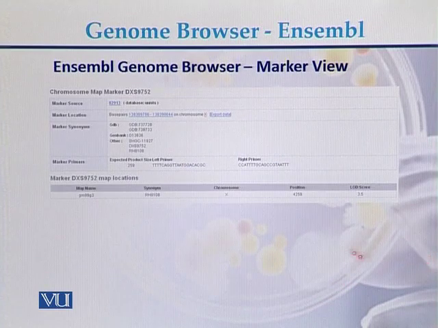With the help of Ensembl Genome Browser, we can also view the markers which are present on the genome. This is the example of a marker, DXS9752. So this is the marker which is present on chromosome X. This is the expected product size. Here is the left primer, and here is the right primer. So we can also view the markers which are present on the different chromosomes.